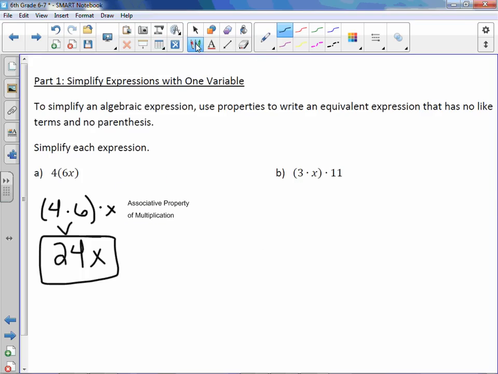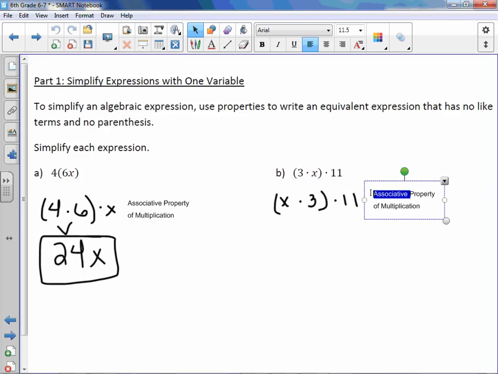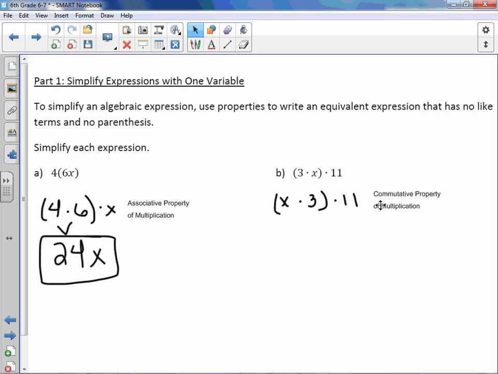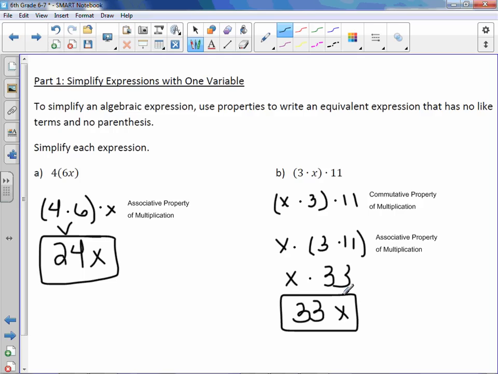Now, I can't just use the associative property because it would just group x and 11 and it still would get me nowhere. So instead, I'm going to use the commutative property first and rearrange it so it's x times 3 times 11. So here we use the commutative property of multiplication. Now I can use the associative property and instead group the 3 and 11 together. And 3 times 11 is 33. Bring down the times x. And the proper way to write these is to put your number first before your variable, so I'm just going to rewrite it that way. 33x.